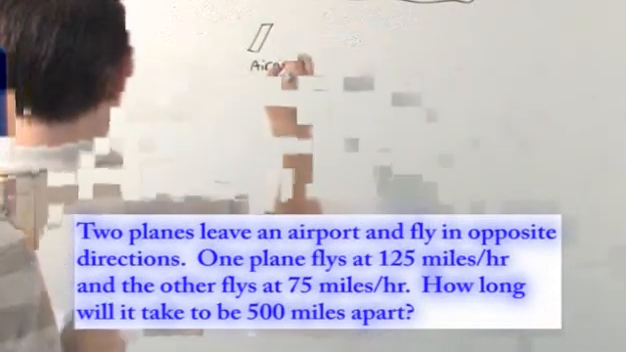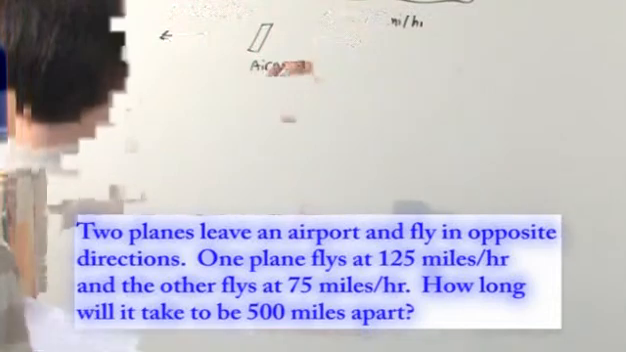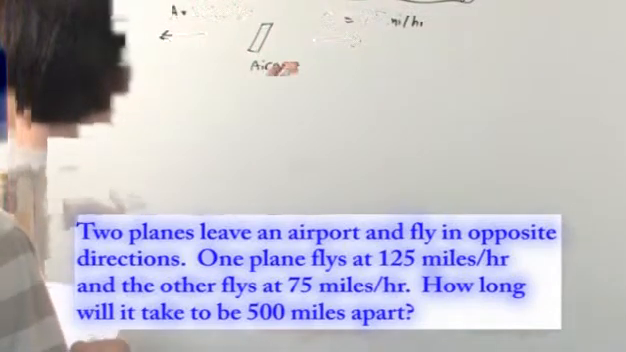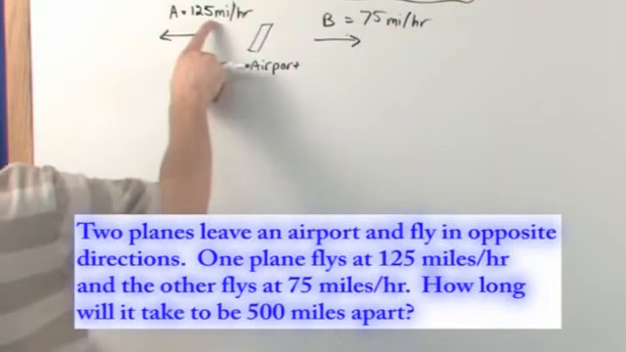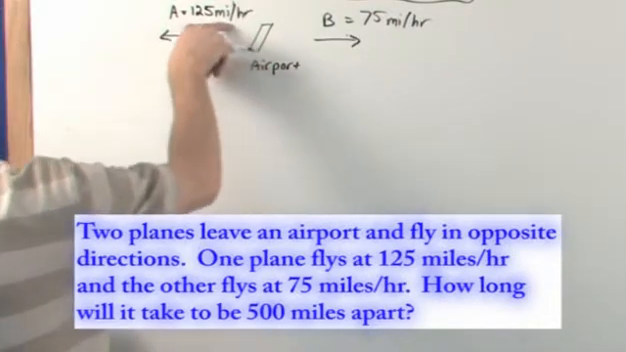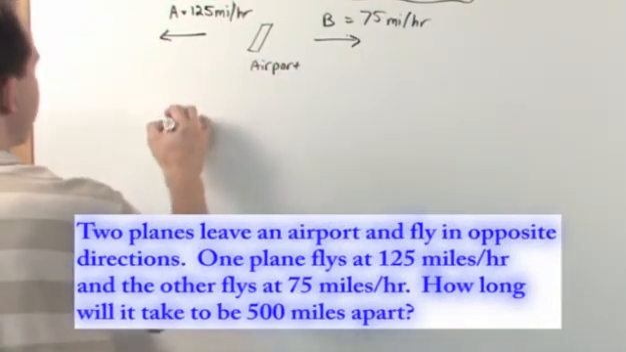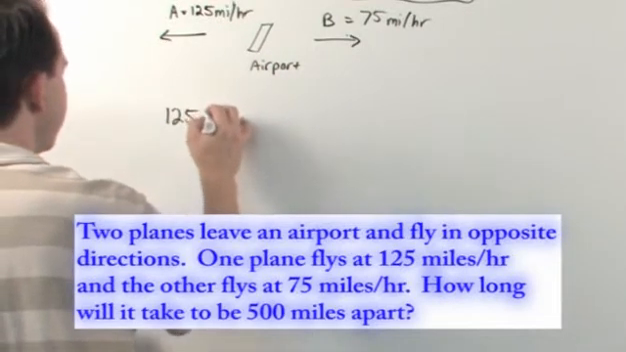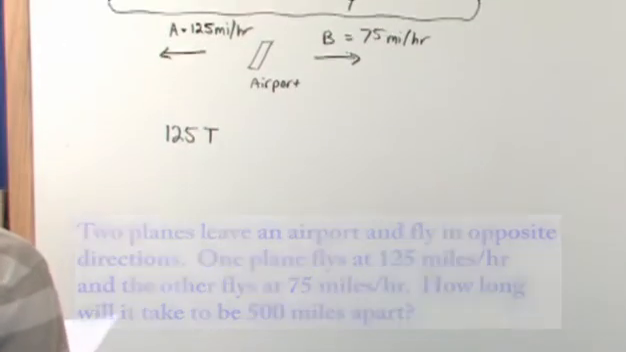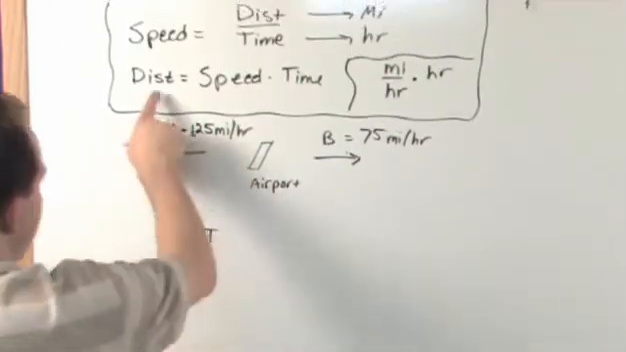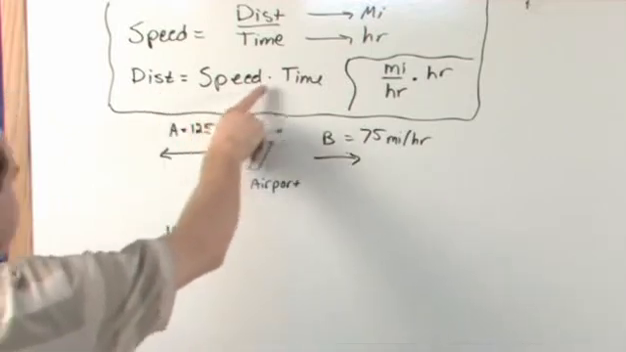Miles, that's when we stop the stopwatch and we say, okay, that's long enough. That's what we're trying to find, okay? So the distance that this plane travels is going to be 125 times the time traveled, okay? Now think about that for a second. That's why I put this up here. Distance is speed times time, right?